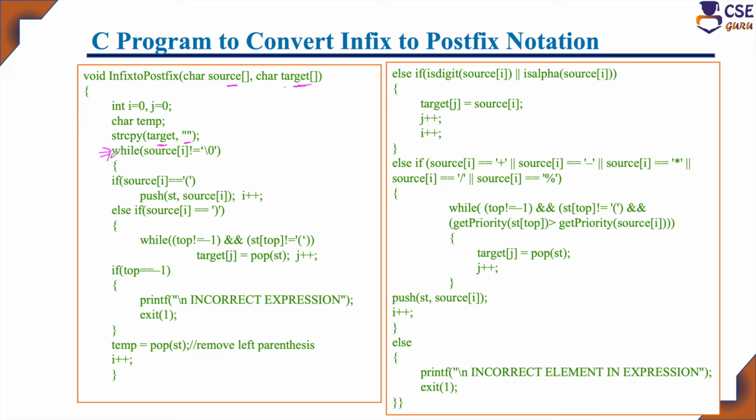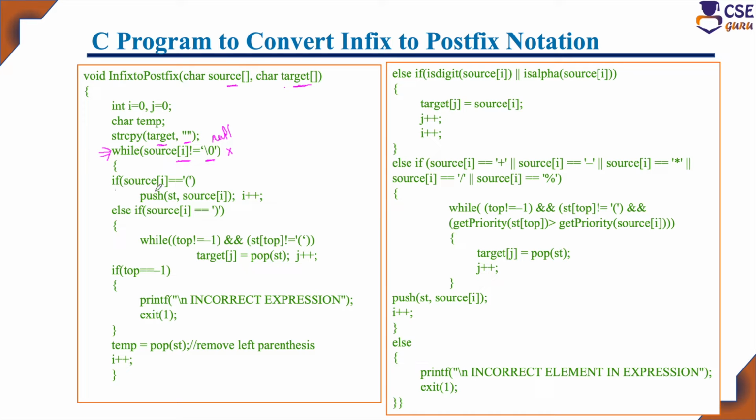This is the actual statement where we will scan the input character by character. So here source of I not equal to \0. \0 means it is a null character. So if it reaches the null character, it means the string has come to an end, so we cannot scan further. Then the condition will fail. Suppose source of I is not equal to \0, implement the following code.